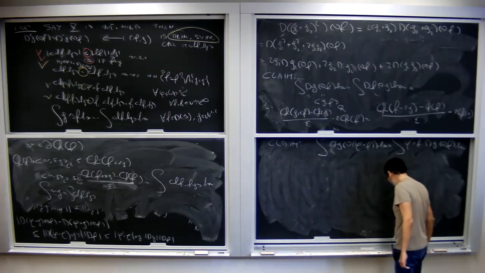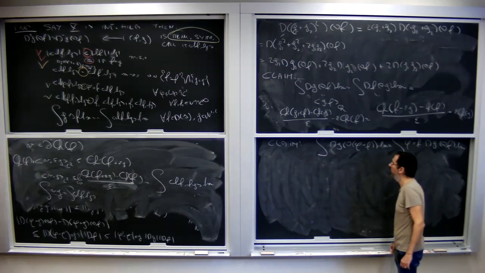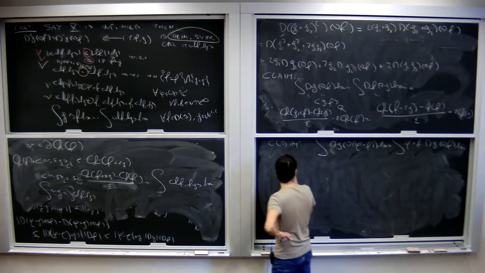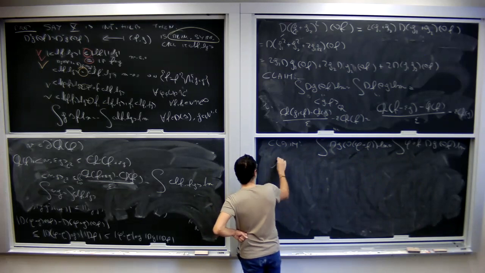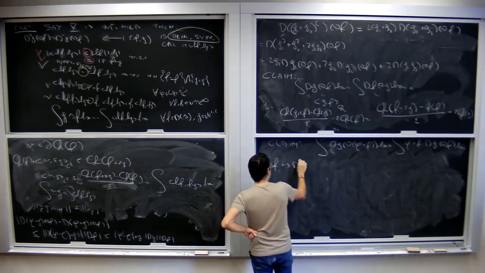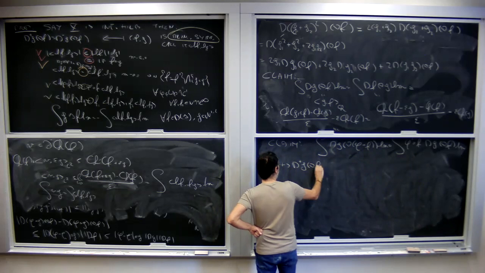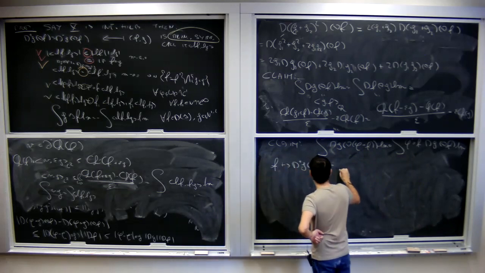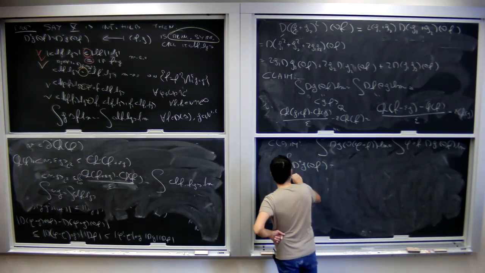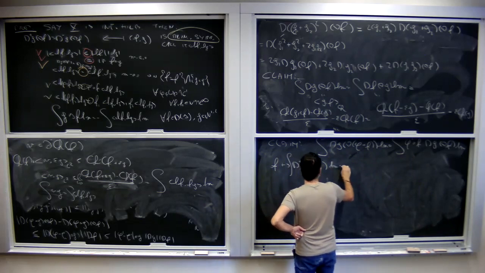This requires just a little bit of work. So first of all, I notice that the map that takes F and returns the integral of D plus G nabla F dm.